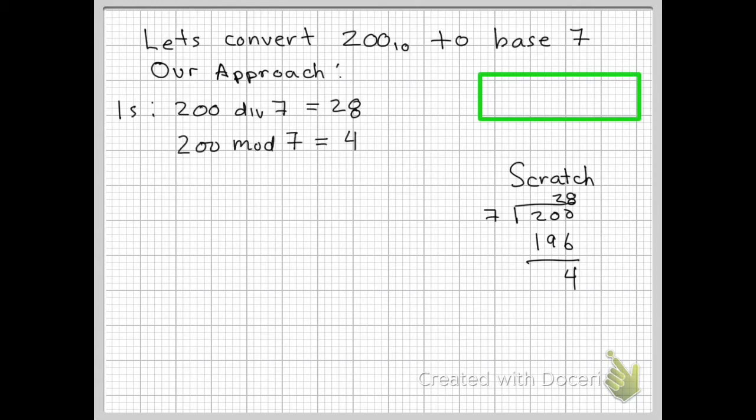Then we say 200 mod 7 equals 4. We just calculated that. The remainder, when we divide 7 into 200, is 4. So our first digit is 4, and we write that in our green box. Now let's calculate the 7s. That's the second position.